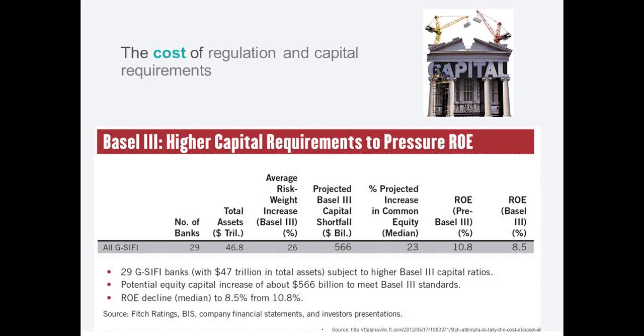Basel III is an international regulatory requirement that affects how much capital banks need to set aside for their activities, be they loans or in their banking books or their trading books. It also has implications for asset managers and other financial services firms. And in 2012, Fitch estimated that the total increase in the capital that will have to be set aside will reduce the return on equity by about 2% globally. So this is a very significant and economically important impact of regulation.